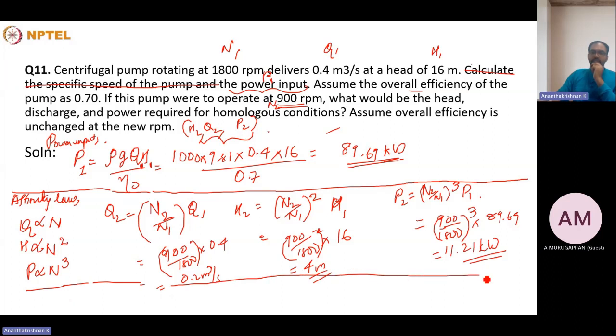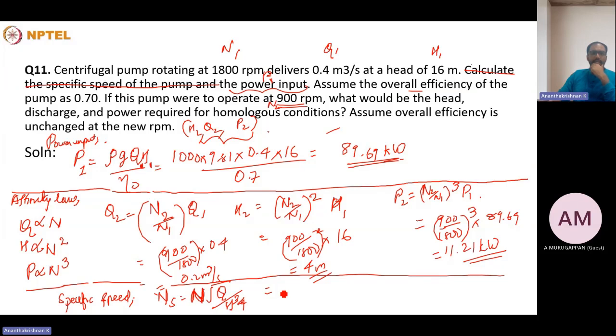But there was one particular section to this problem that we didn't attempt this time around, that is calculating the specific speed. The specific speed for a hydraulic machine or a pump is given by the formula N root Q divided by H raised to 3 by 4. So the specific speed is a quantity that takes into account the speed at which it runs, the discharge and the head. This particular quantity remains a constant for geometrically similar pumps.